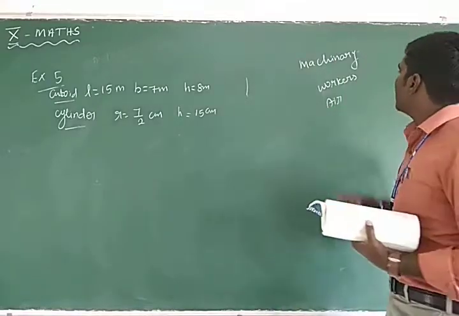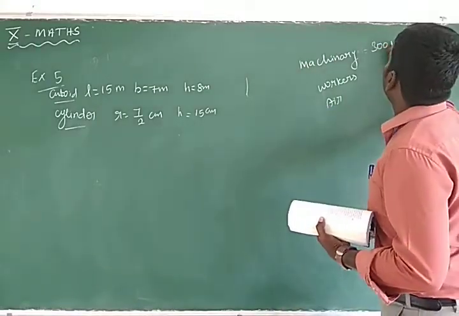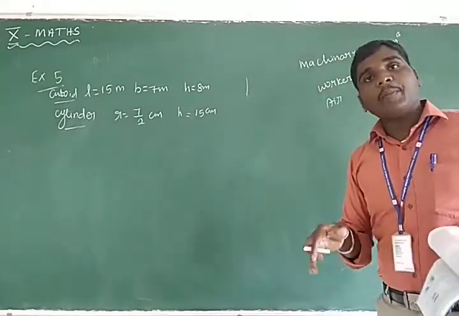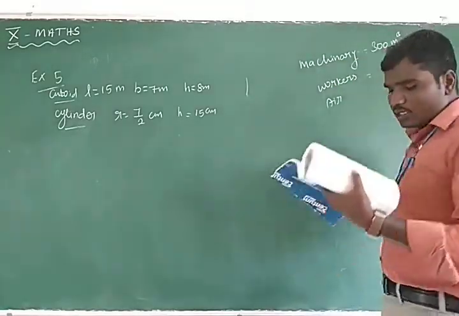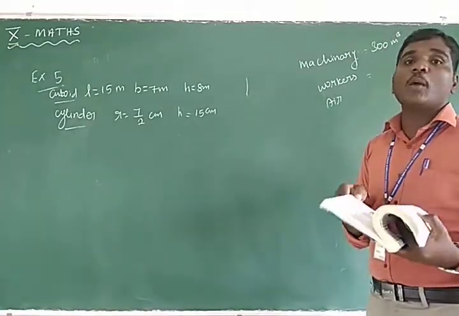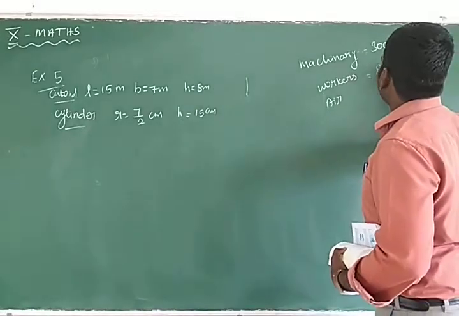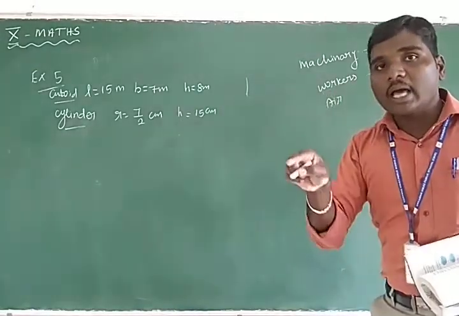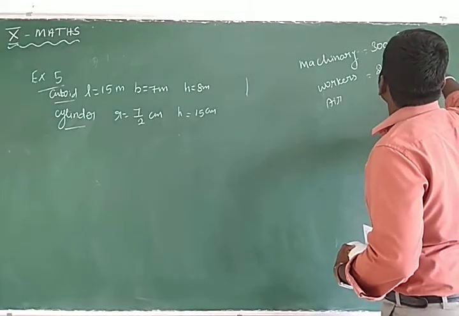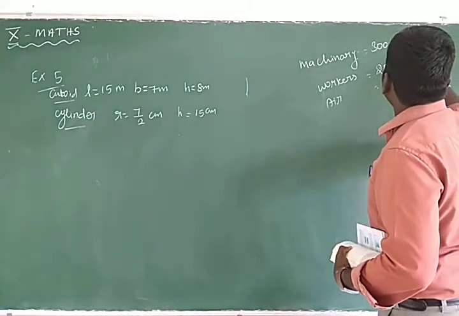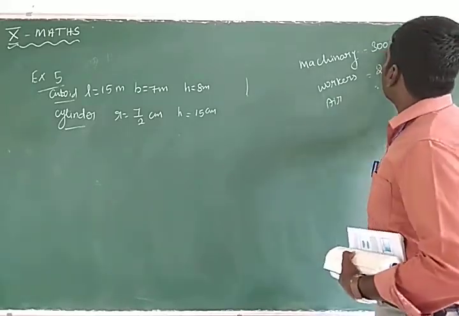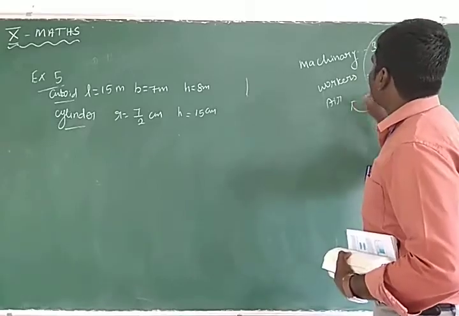So this machinery is equal to 300 meter cube. The machinery occupied 300 meter cube. Then workers: totally 20 workers are there, each of whom occupies 0.08 meter cube. Each worker can occupy the space 0.08 meter cube. So 20 into 8 is 160, so 1.6 meter cube. So these are occupied. The remaining is air.